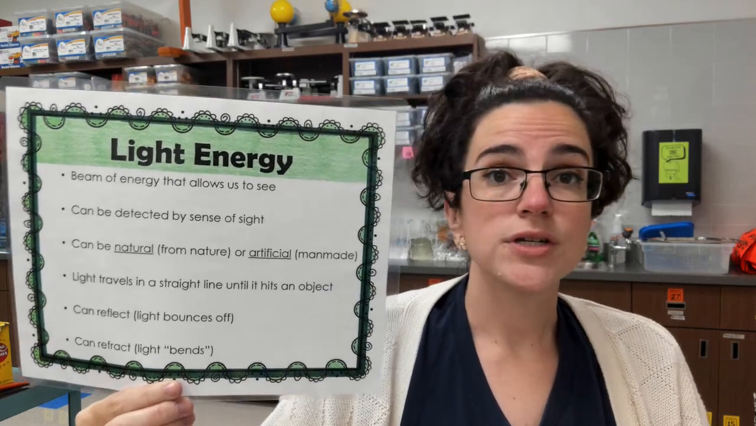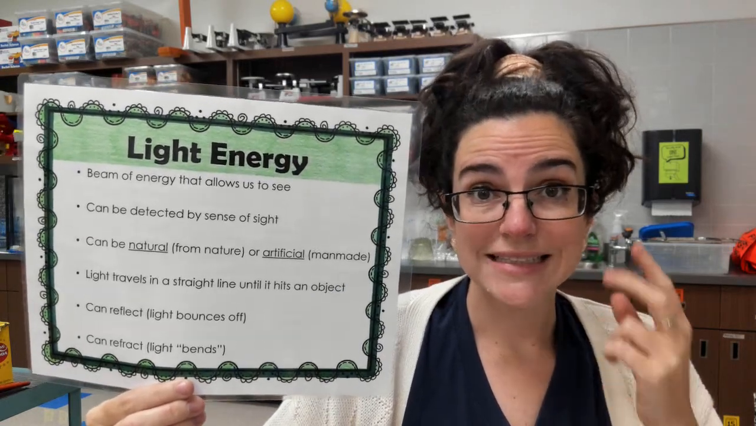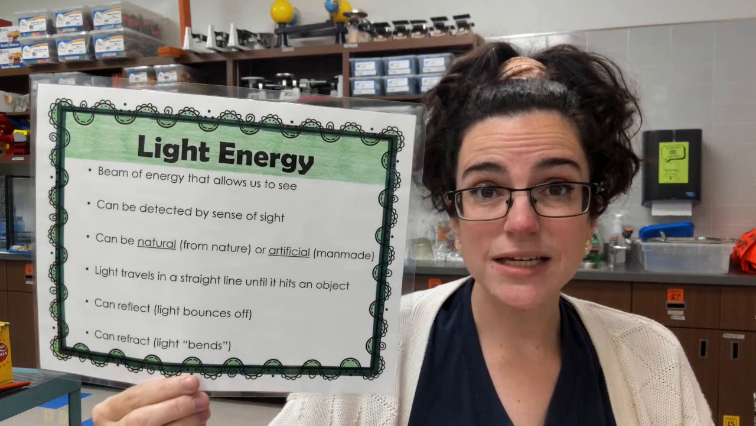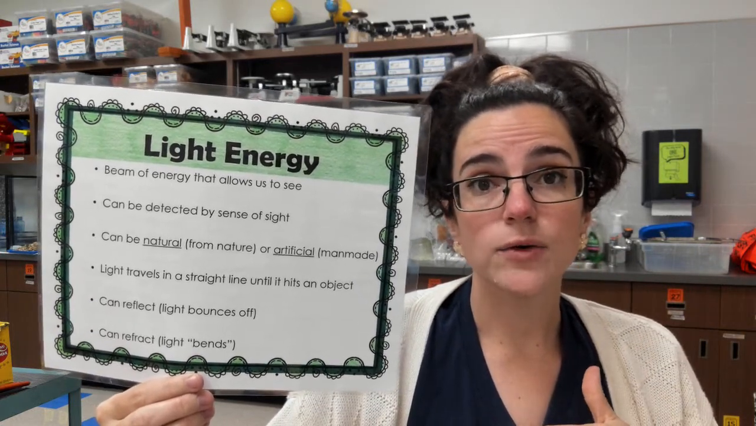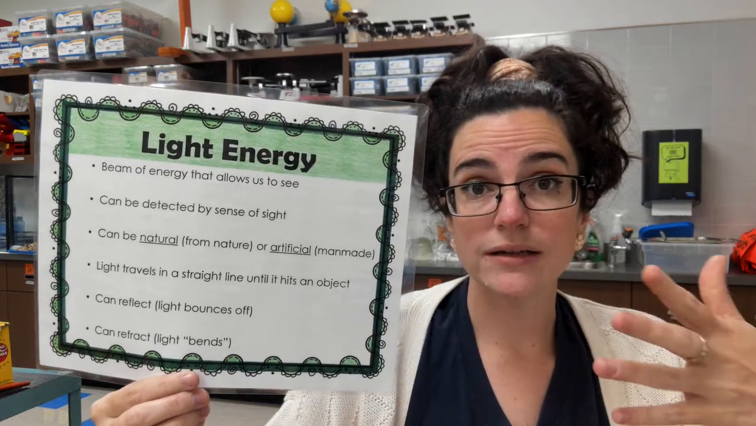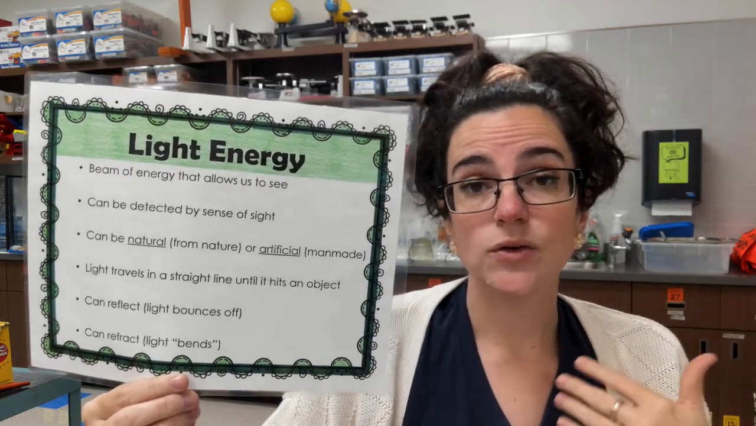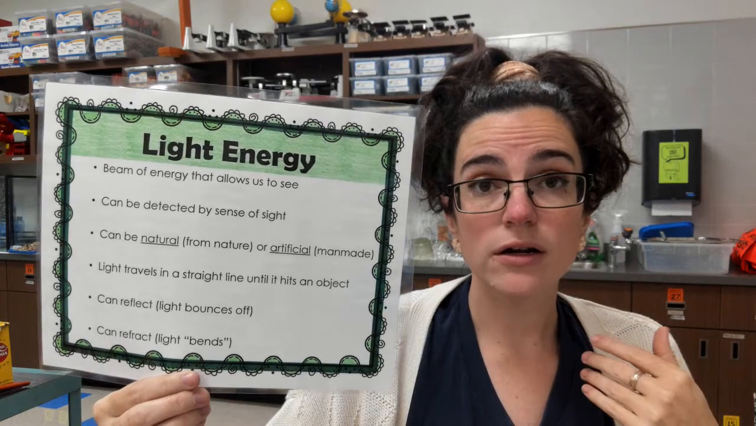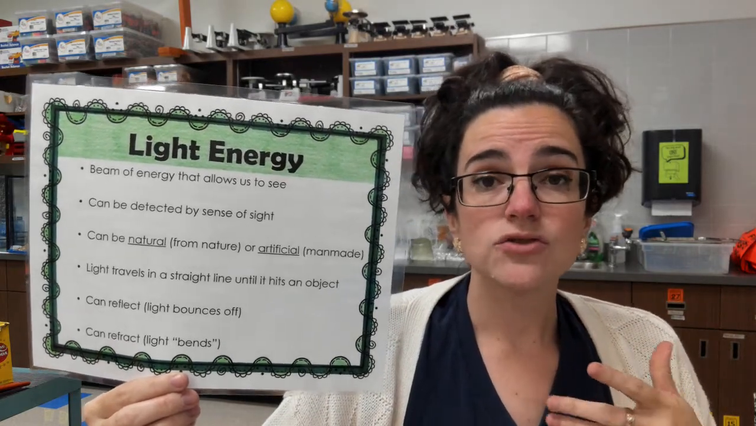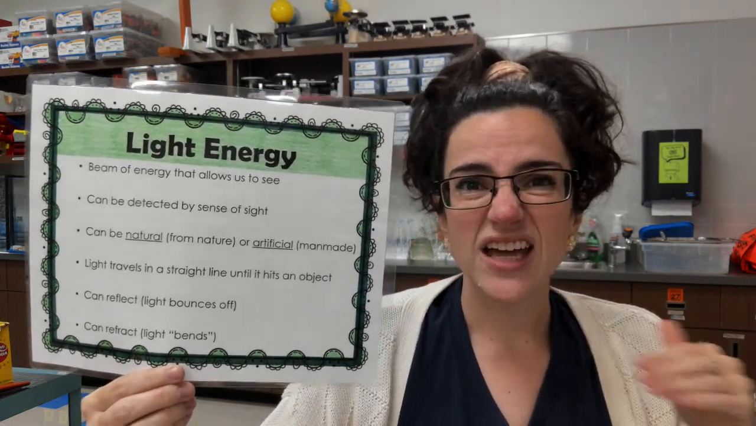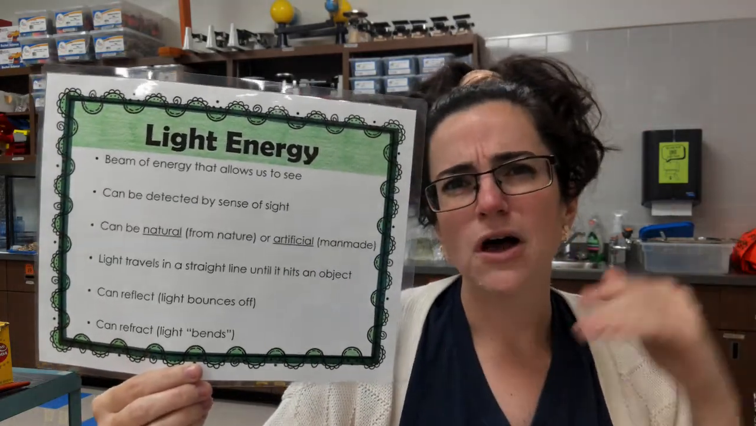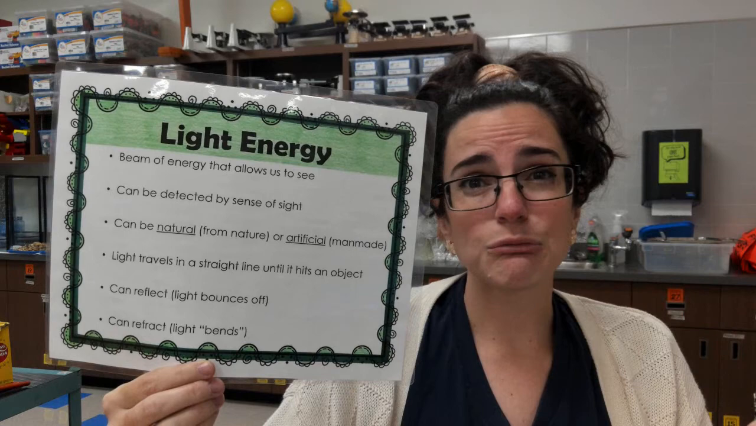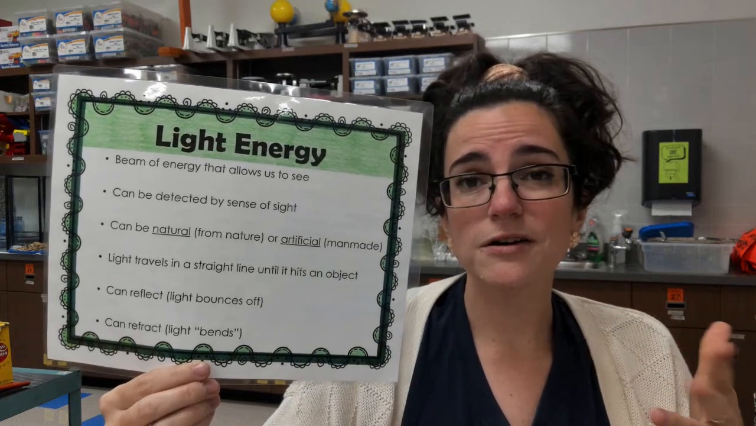So these are just some bullet points to remember when discussing light energy. Remember, light energy uses the sense of sight, something that we can see with our eyes, turning on light or turning off light, or getting close to something that's being lit up versus backing away and getting into the darkness. Now, light does travel in a straight line until it hits an object, and it might make a shadow, it might bounce off, it might make things look broken or weird.